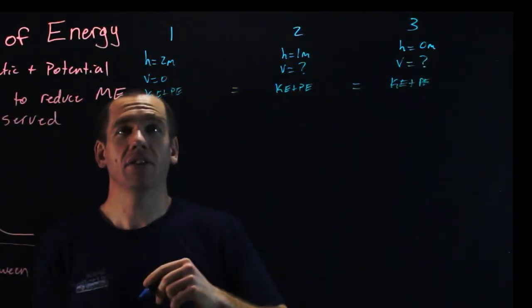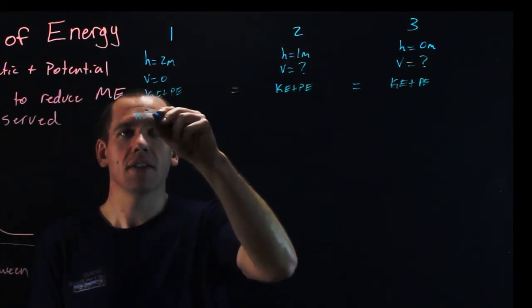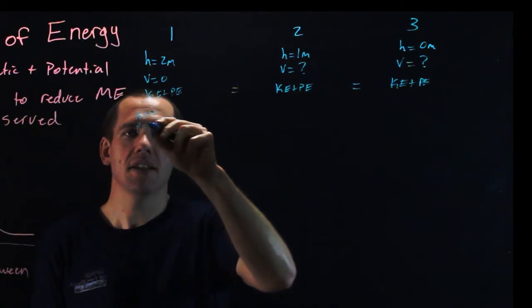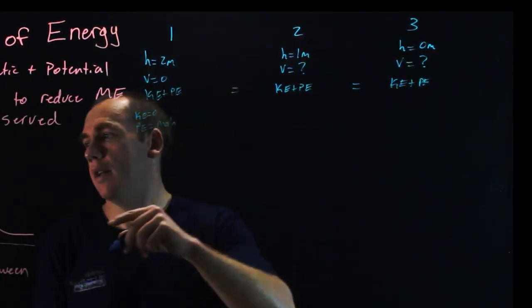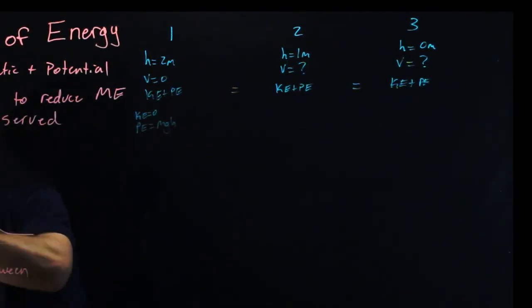So let's take a look at location 1. If its velocity is 0, then the kinetic energy is equal to 0. The potential energy is equal to mgh. And let's say the mass of this model roller coaster is just 1 kilogram. It makes the math a little easier.